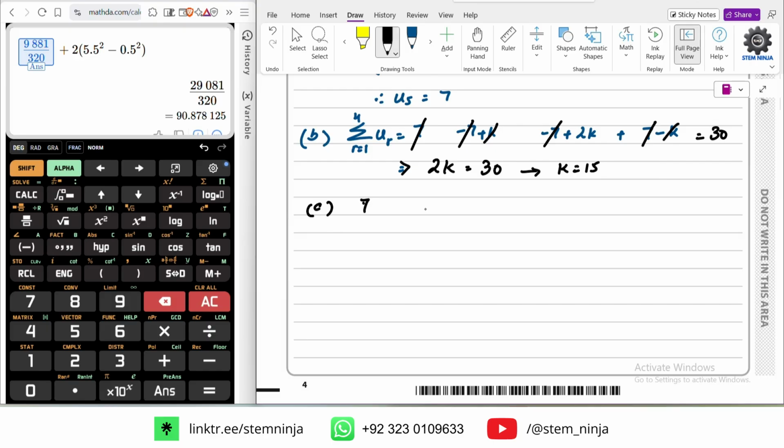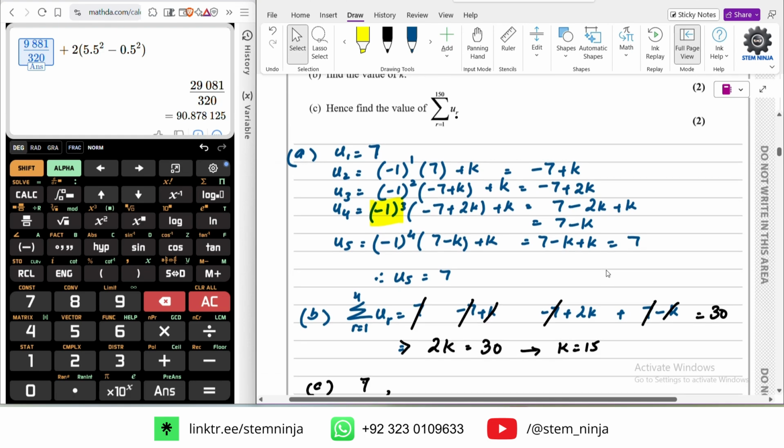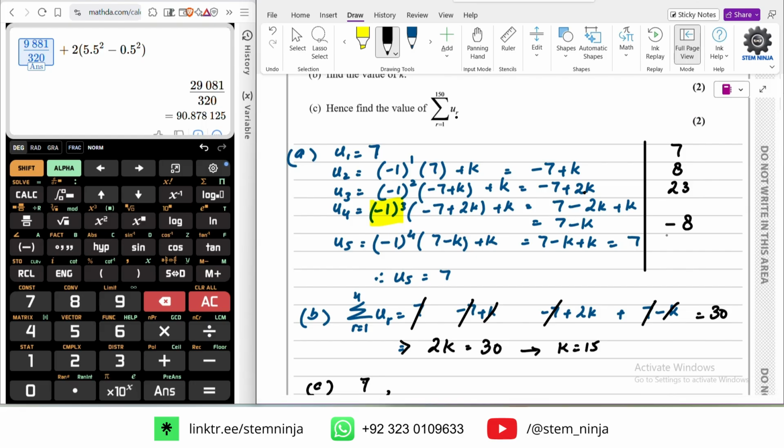So let's examine how the terms actually look. We have 7. First term was 7. Now if k is equal to 15, let's write over here. So this is 7 minus 7 plus k, 15 minus 7, 8. 30 minus 7, 23. 7 minus 15, minus 8. And this is 7. Oh, okay. So this is a periodic sequence. So this is one period. Basically 4 terms in each period.